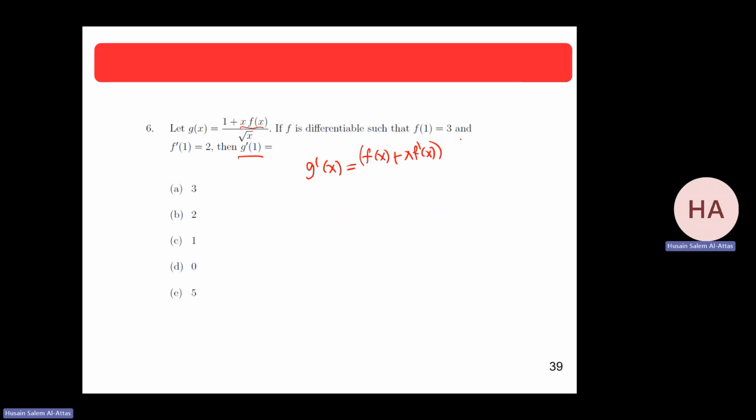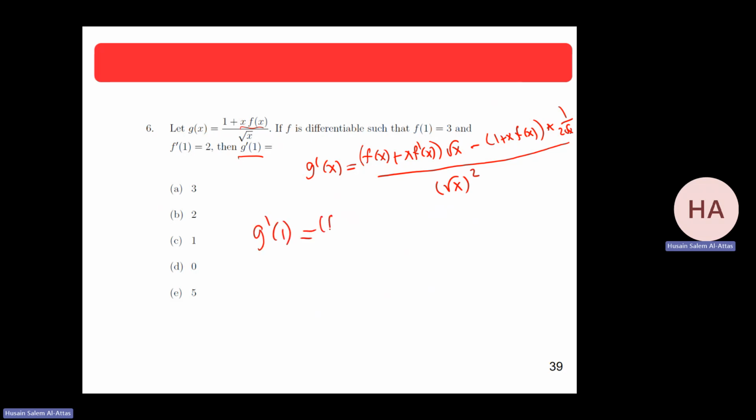The most important thing, you need to be careful with the calculation. That's the most important thing. Minus the numerator, derivative of square root of x, which is 1 over 2 square root of x, over square root of x square. Okay, now g prime at 1.